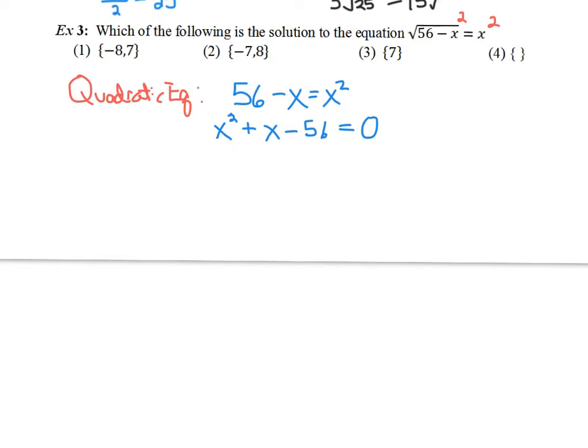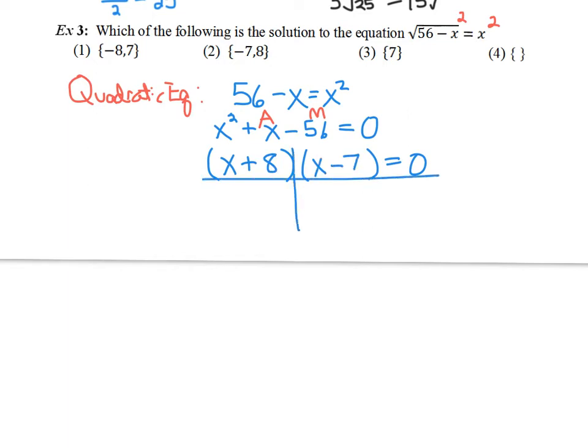Our easiest option is to do factoring. Because I've got a 1 in front of the x squared, I can go directly to my parentheses and say, let's look for two factors that add to give me 1x, but when I multiply, I get negative 56. So this, of course, is going to be x plus 8 times x minus 7.